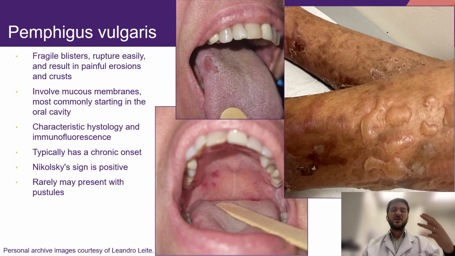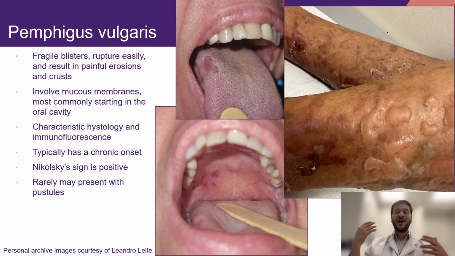And many times it precedes the skin lesions, first oral and then skin lesions. So also pemphigus vulgaris follows a chronic progressive course, unlike the acute relapsing flare seen in GPP.